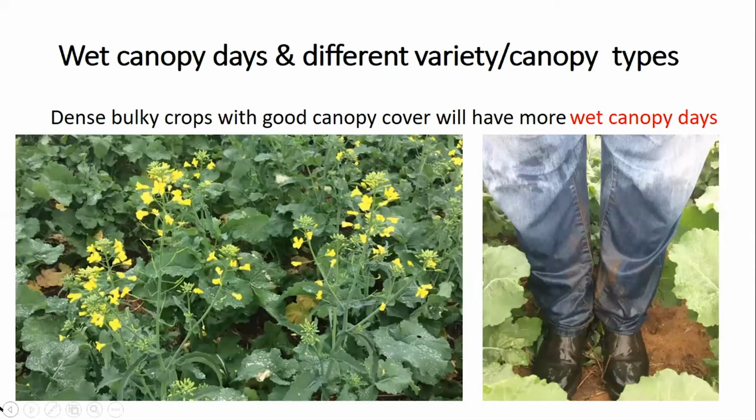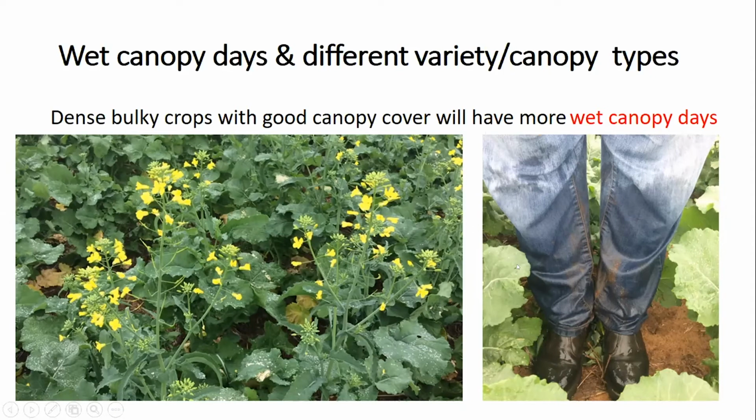So that's a great explanation, and there's been a lot of research done into this. Wet canopy days will vary obviously by different varieties and different canopy types, and that's why I wanted to show you a quick picture here of dense bulky crops that have good canopy cover. They'll have more wet canopy days.